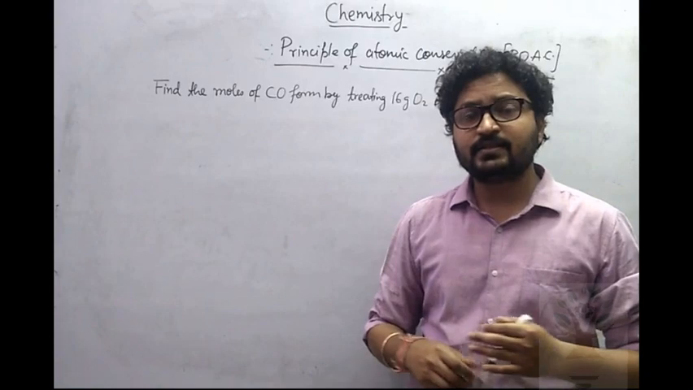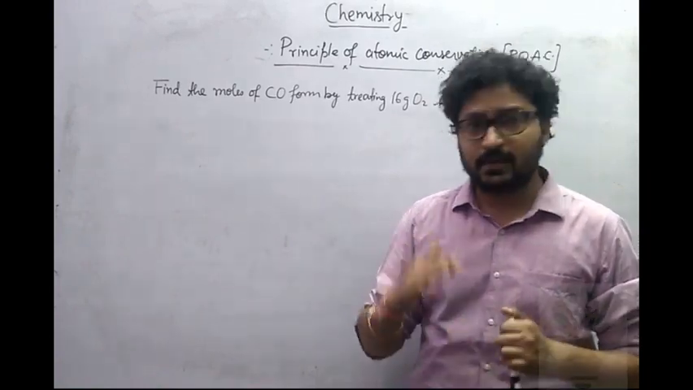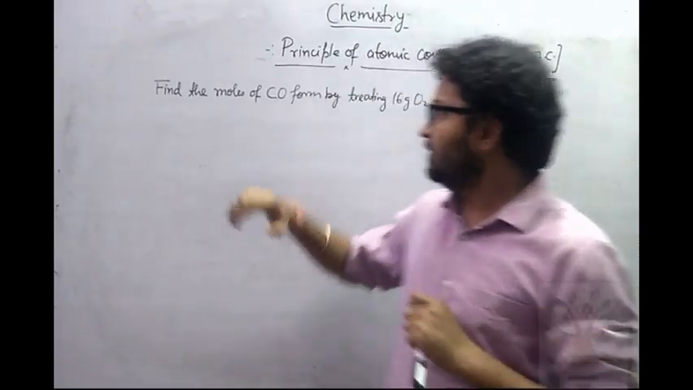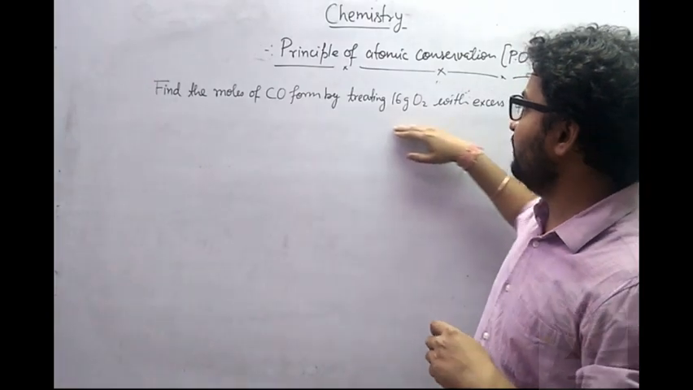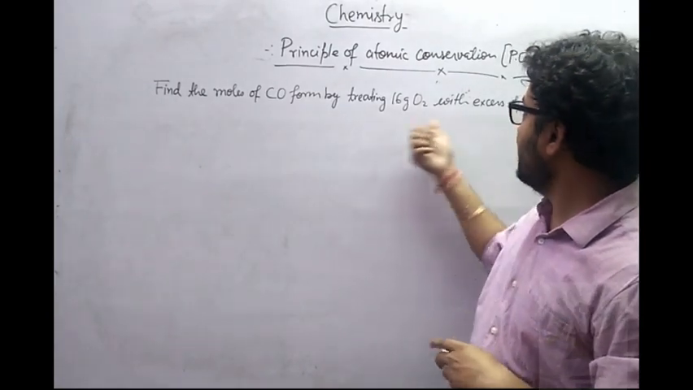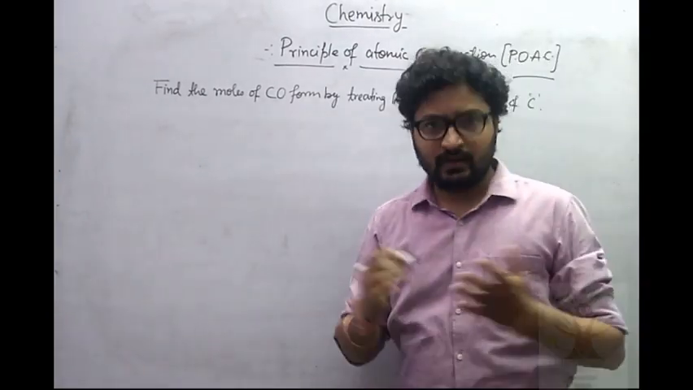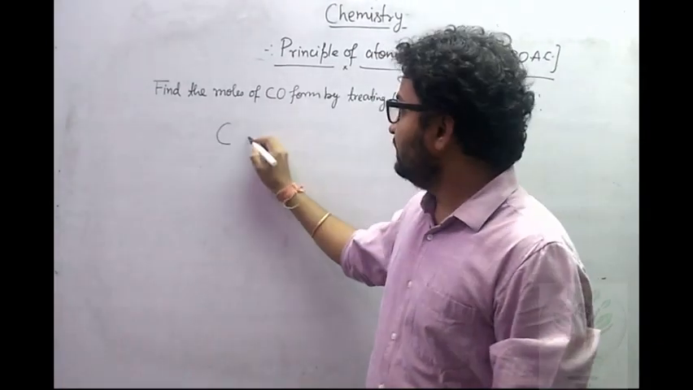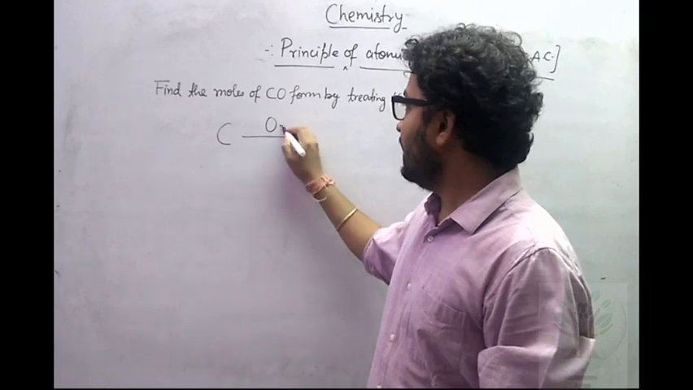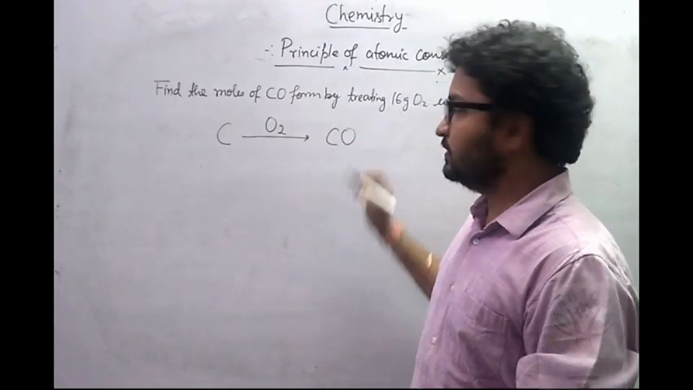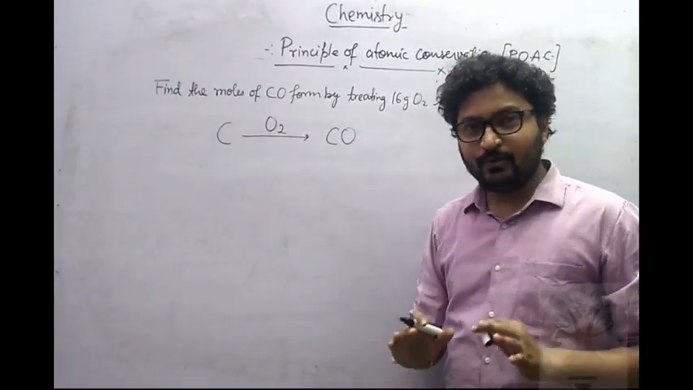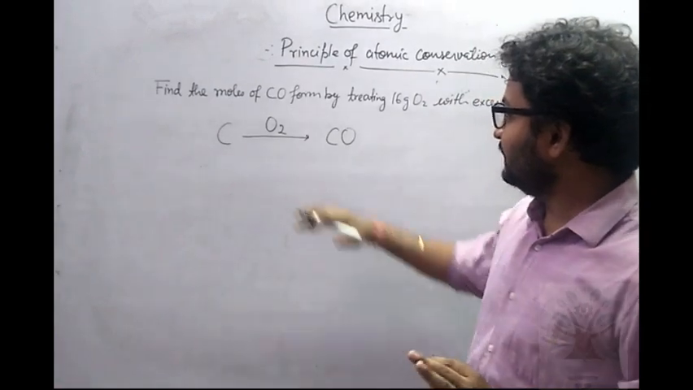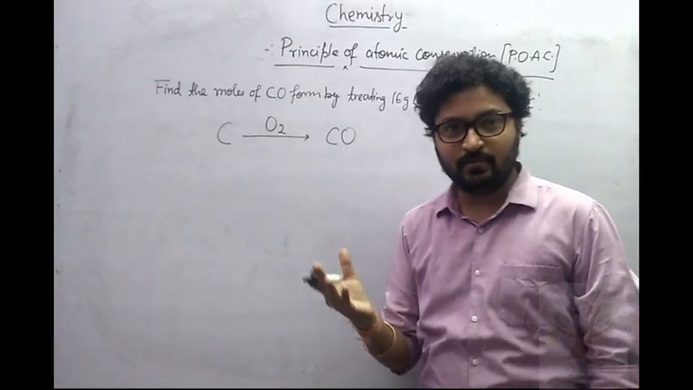Now let me illustrate this method by giving you a simple example. See, example is: find moles of CO formed by treating 16 gram of O2 with excess of carbon. Means what is happening here? We are treating carbon with oxygen, and what we are getting? We are getting CO. Now I hope you can see I wrote this reaction in a very peculiar method.